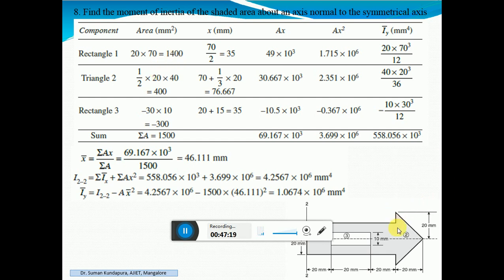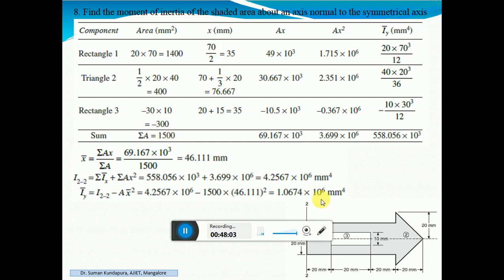Then coming to the triangle, half into base into height. This half portion is 20. From here to here it is symmetrical, so you may take it as 20 here. 20 plus 20, it is 40. Half into 40 into 20, where 20 is the depth. So it is half into base into height, 400 you will get. Next one is the cutoff portion, 30 into 10, so minus 30 into 10, minus 300. Summation of the area is 1500.